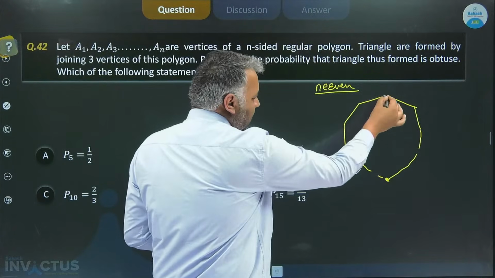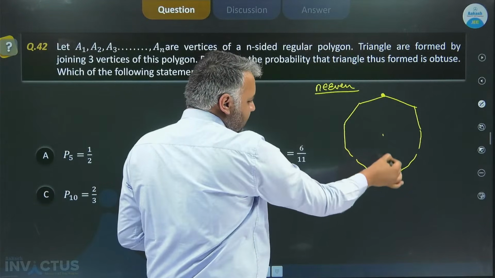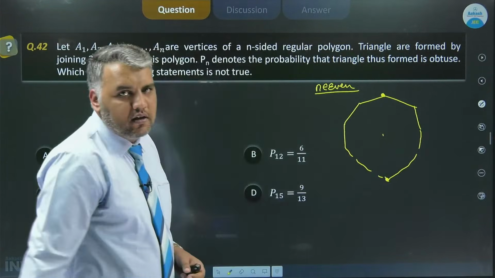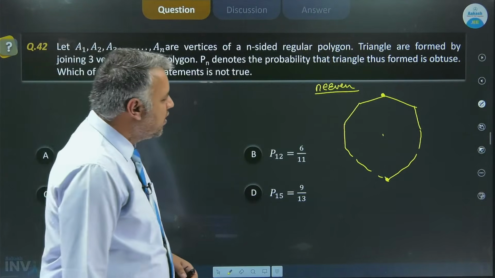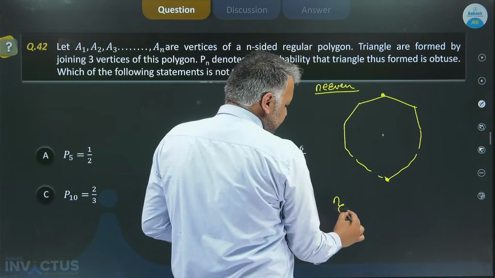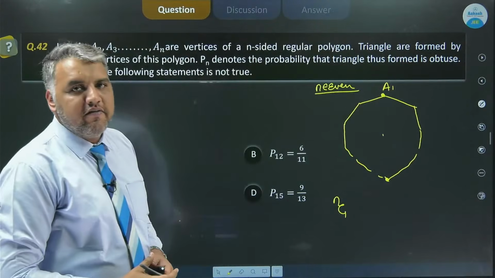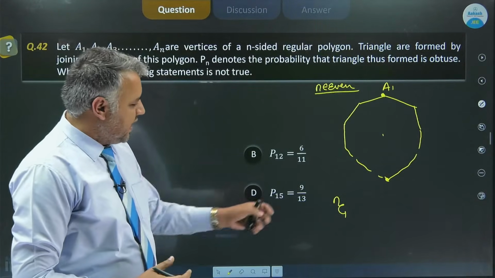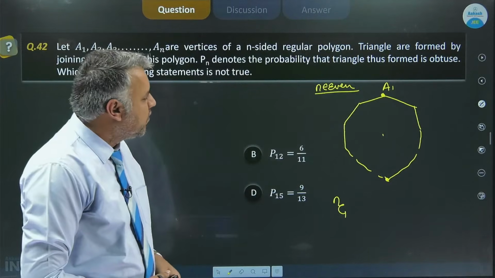That every vertex opposite to the center will have a corresponding vertex if n is even. So let's select any vertex using NC1. We say we selected A1. We can start from any vertex. Say we started from A1. NC1 we have written it to pick one of the vertices.